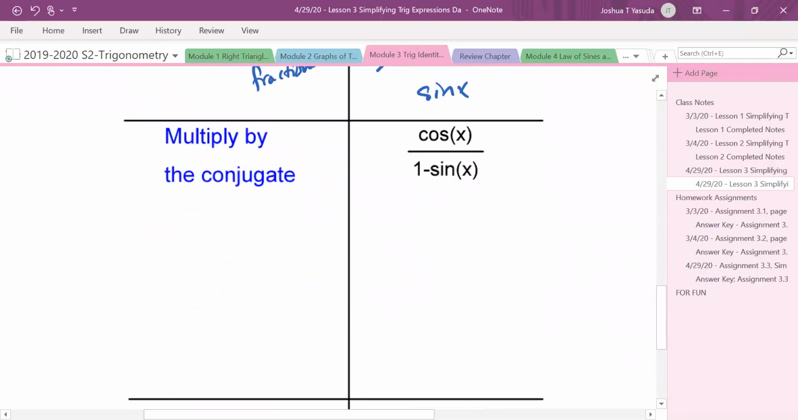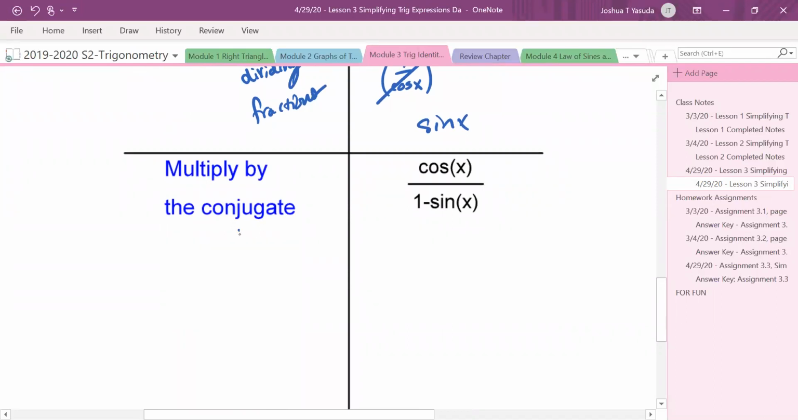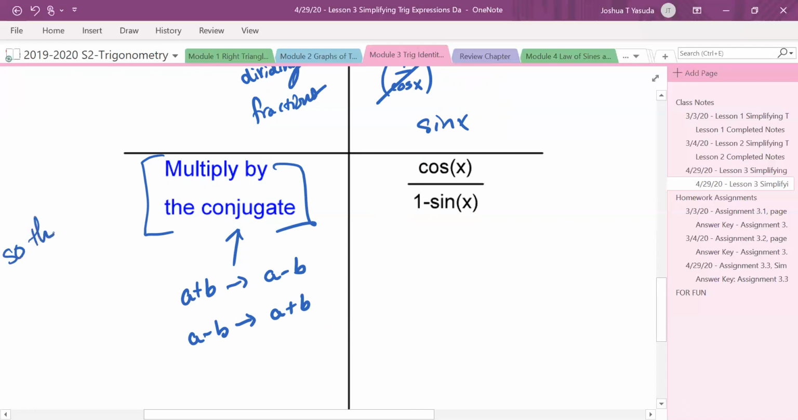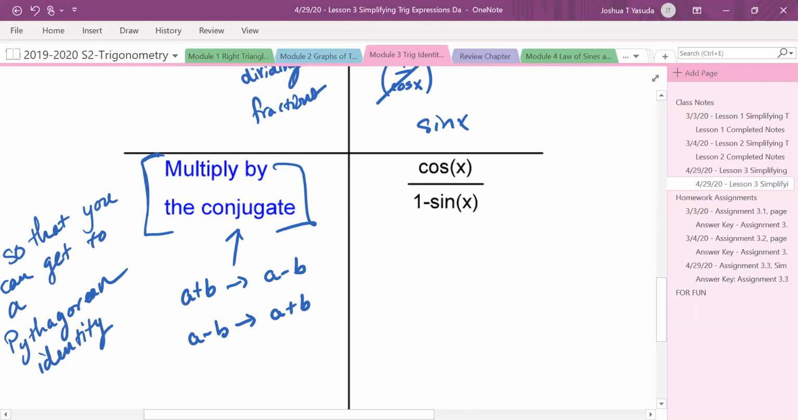Then we got a few more ideas. One of the things you can do is multiply by the conjugate. Remember the conjugate: if you have a plus b, then the conjugate of a plus b is a minus b, and vice versa. If you have a minus b, then the conjugate is a plus b. Really the only time we multiply by the conjugate is so that we can get to a Pythagorean identity. If you don't get to a Pythagorean identity, either you multiplied wrong or you just shouldn't have multiplied by the conjugate at all.